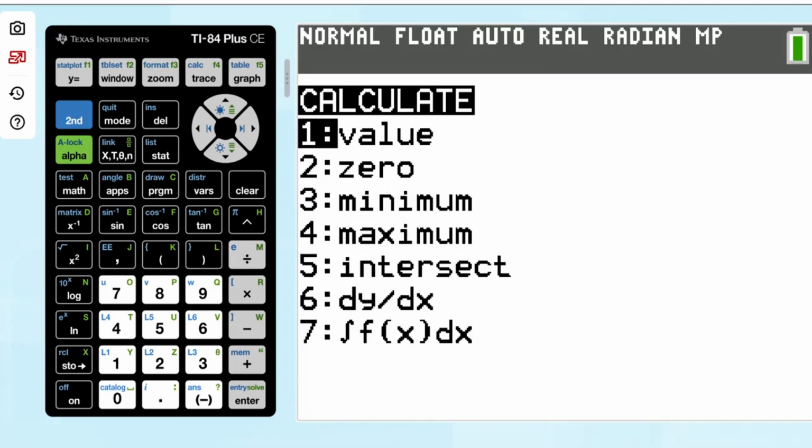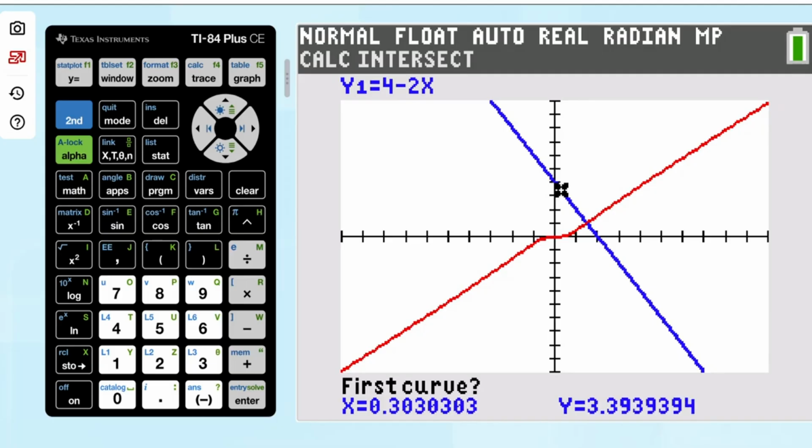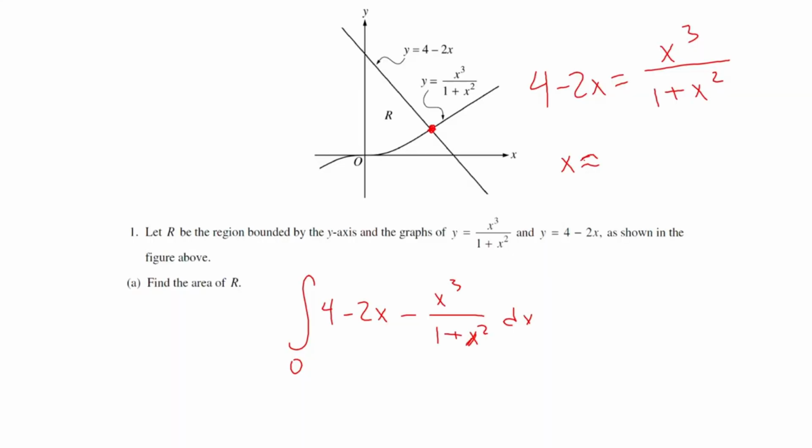We're going to hit second trace, option number 5 for intersect. And just go over close to that intersection point and hit enter. Go a little to the right of it, hit enter again, and hit enter a third time, and we get 1.4876644. So we'll note that value. I'm going to just call that A, so that I don't have to keep rewriting that here. So we're going to integrate from 0 to A of our upper function minus our lower function.